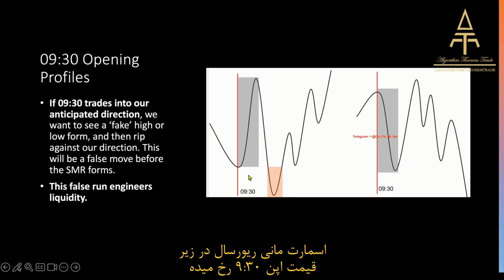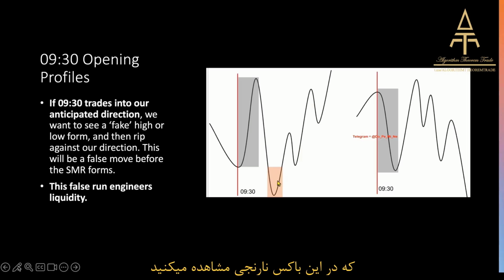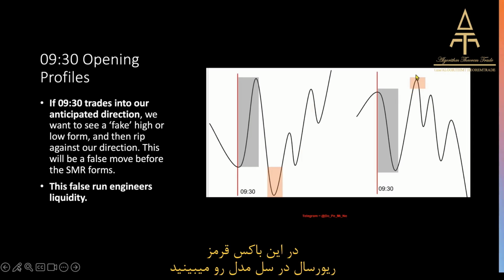So the smart money reversal occurs below that 9:30 opening price, and this orange box represents that. If bullish, and if bearish, this orange box represents the smart money reversal within that sell model.